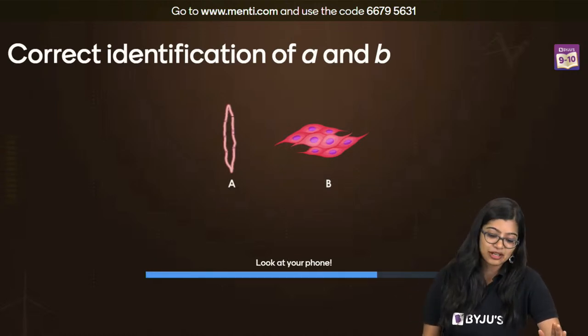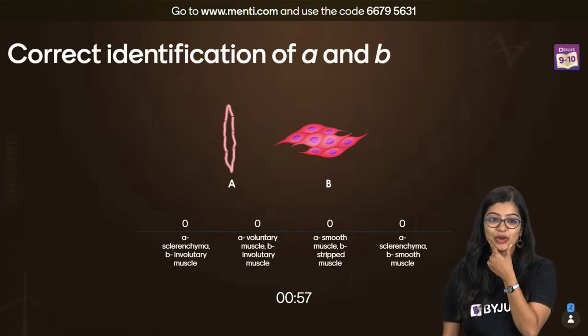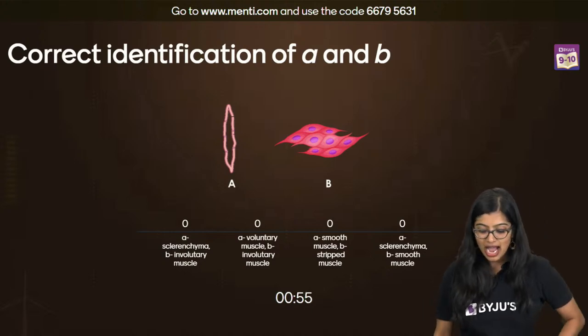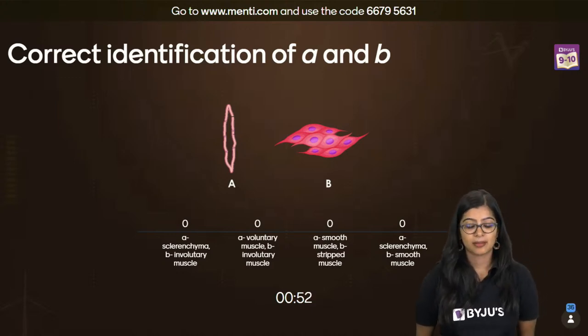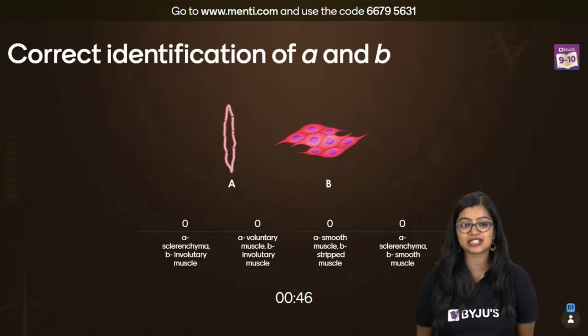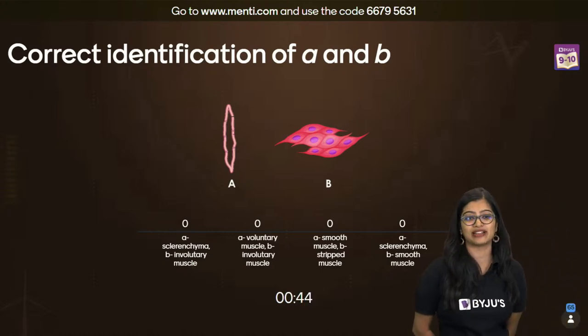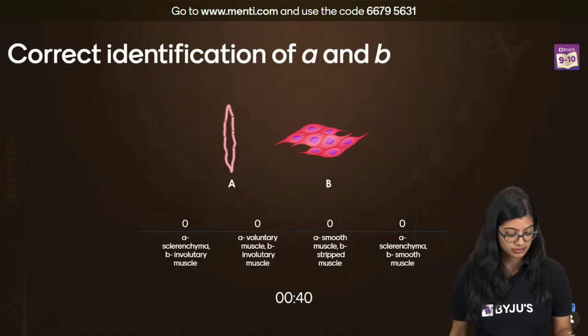Again, very easy. Correct identification of A and B are as follows. What is it? Identification of A and B. They have twisted it, they've turned it, but I'm sure you will be able to get the answer. You have 60 seconds for this question.